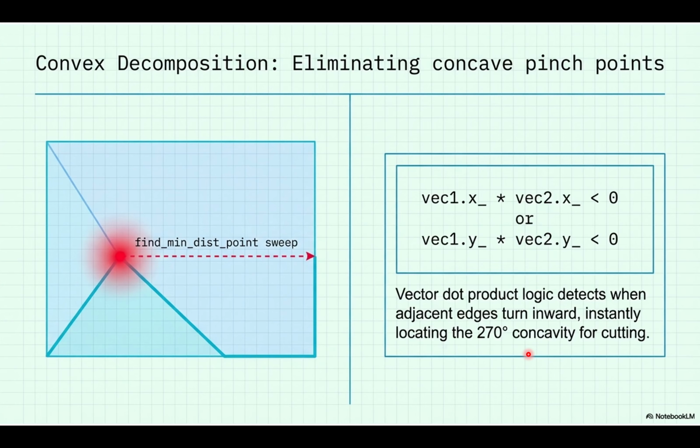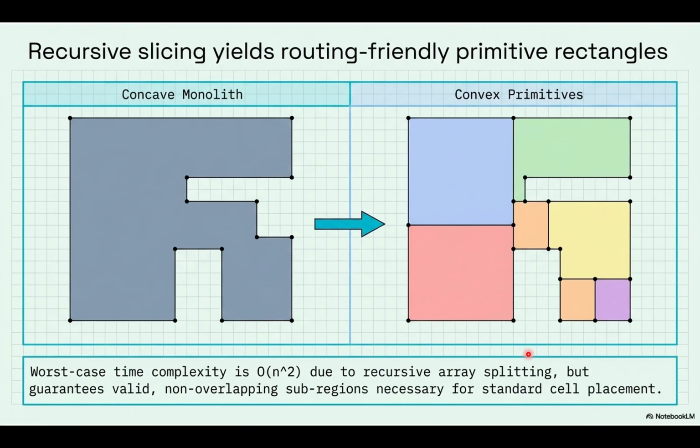But the moment the perimeter folds inward into a dent, the boundary forces the path to make a left turn. And the mathematical sign, that specific vector calculation, instantly flips. Boom. The algorithm detects the reverse sign and flags the 270-degree concavity instantly. Exactly. It spots the dent.